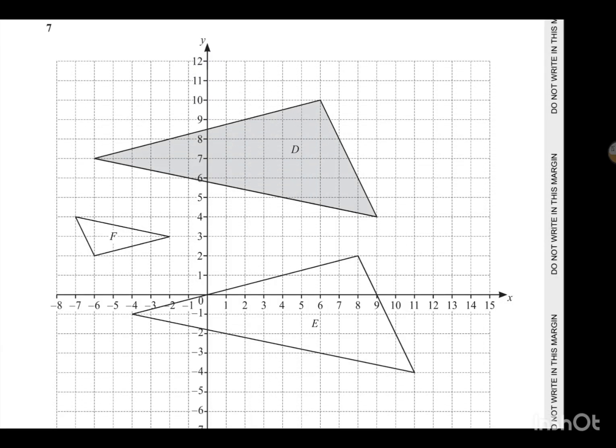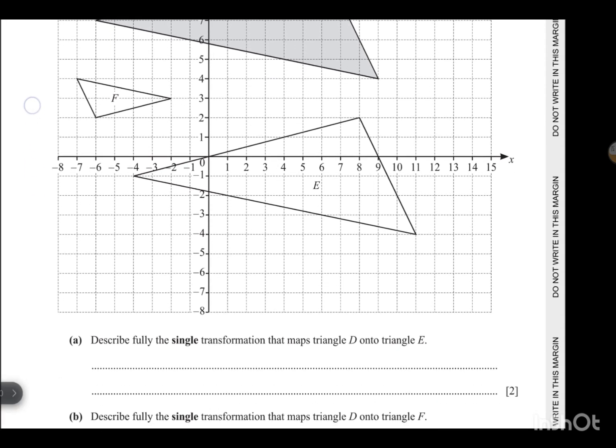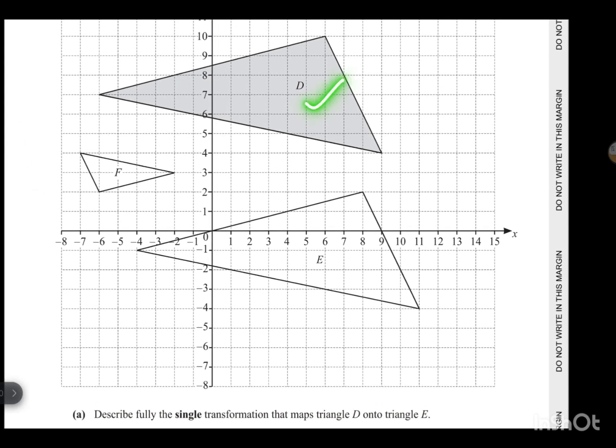Question number 7. It's a transformation question. There are two triangles given and one more triangle. Let us see what is the question. A. Describe fully the single transformation that maps triangle D onto triangle E. Now we have to see what is the transformation of these two triangles. When you see the shape and size, it is exactly the same, but it is changing its place, like from top to bottom it has come. Orientation is exactly the same. So that kind of transformation is always a translation.